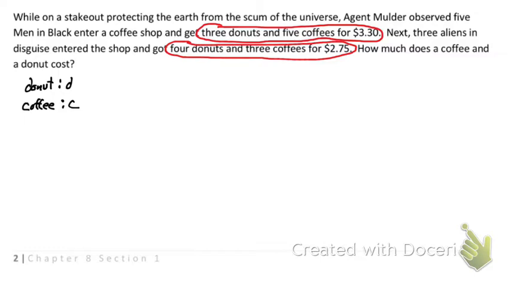All right, so the first circled one says 3 donuts and 5 coffees equals 330. So that means, if I have 3 donuts and I multiply it by its cost, let's call it D, plus 5 times the cost of coffee, that's going to equal $3.30. Just like 4 donuts plus 3 coffees is going to equal $2.75.